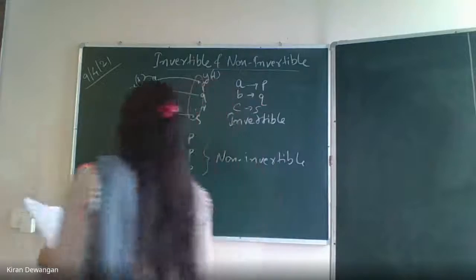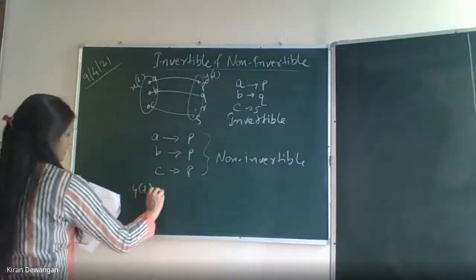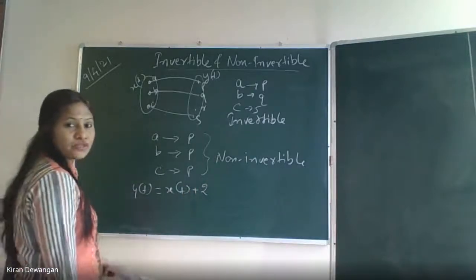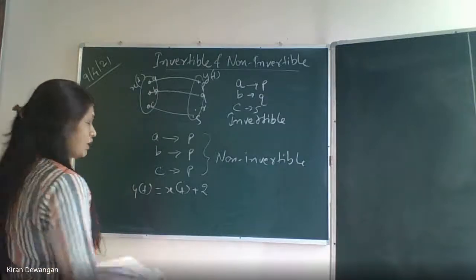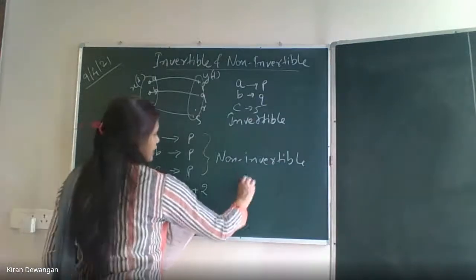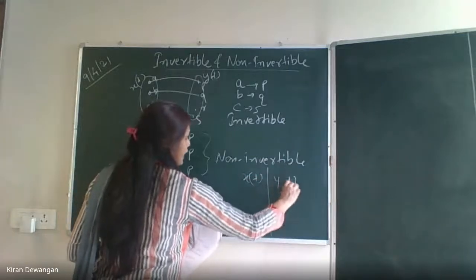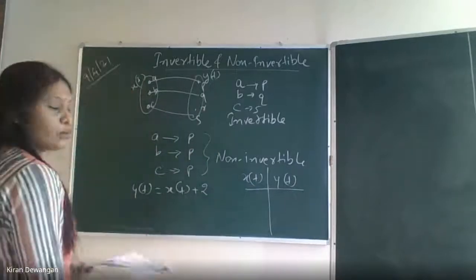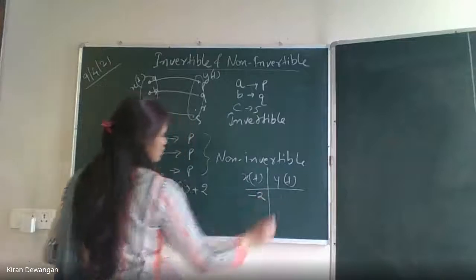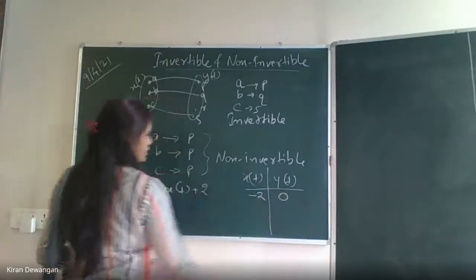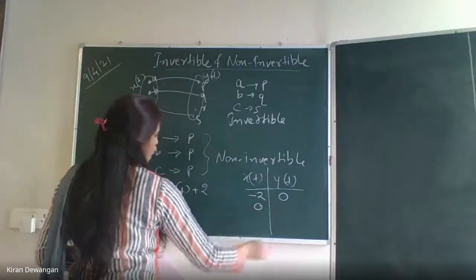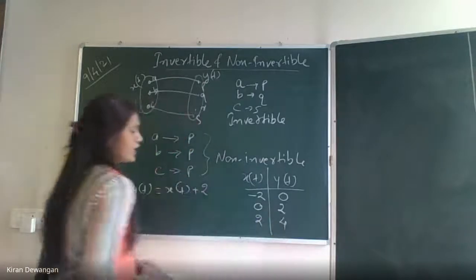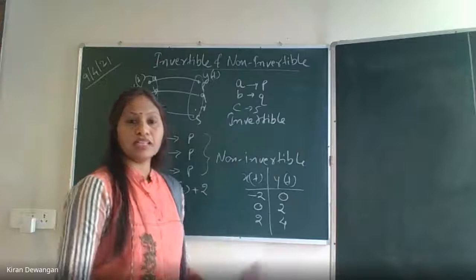Now let us say y(t) is x(t) plus 2. Whether it's invertible or non-invertible? If I give the values of x(t), then I get the set of y(t). If my x(t) is minus 2, y(t) will be 0. If my x(t) is 0, y(t) will be 2. If my x(t) is 2, y(t) will be 4. That is, for a particular set of inputs, I am getting a particular set of outputs.